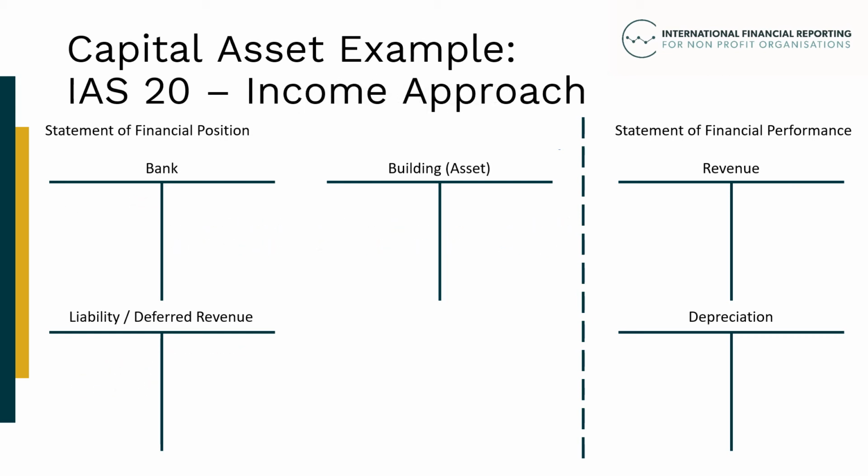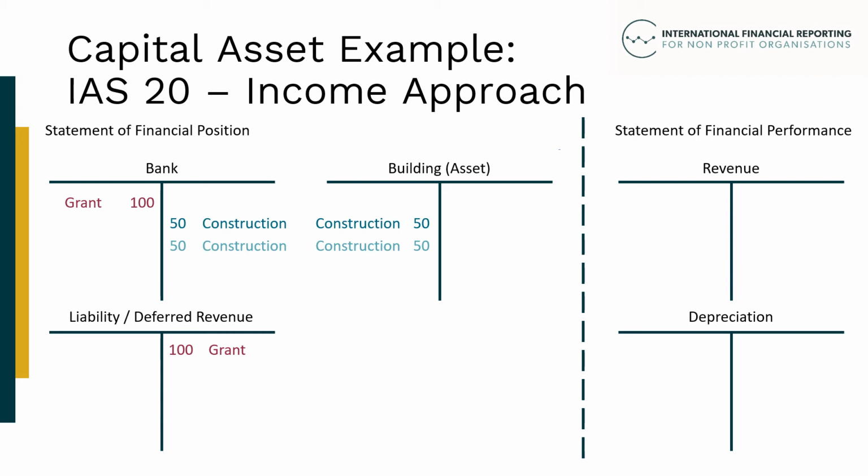Let's now look at the accounting entries that would result from following the second approach in IAS 20, the income approach. Again, at the start of the first year, the grant of 100 is received. Debit bank 100, credit deferred revenue 100. Construction takes place over 2 years, debit asset 50, credit bank 50 in each year. Under the income approach, the grant is applied to match the expenses in the statement of financial performance, so the revenue remains deferred during this period.